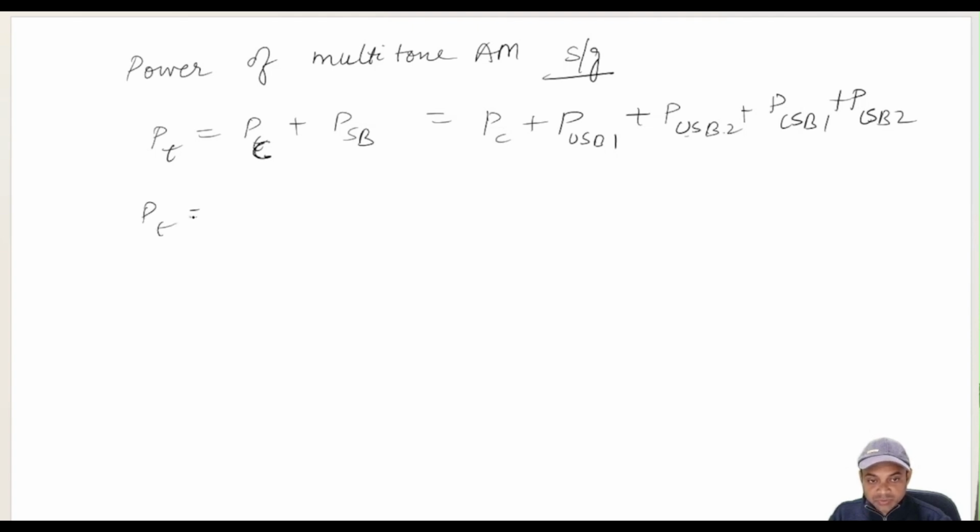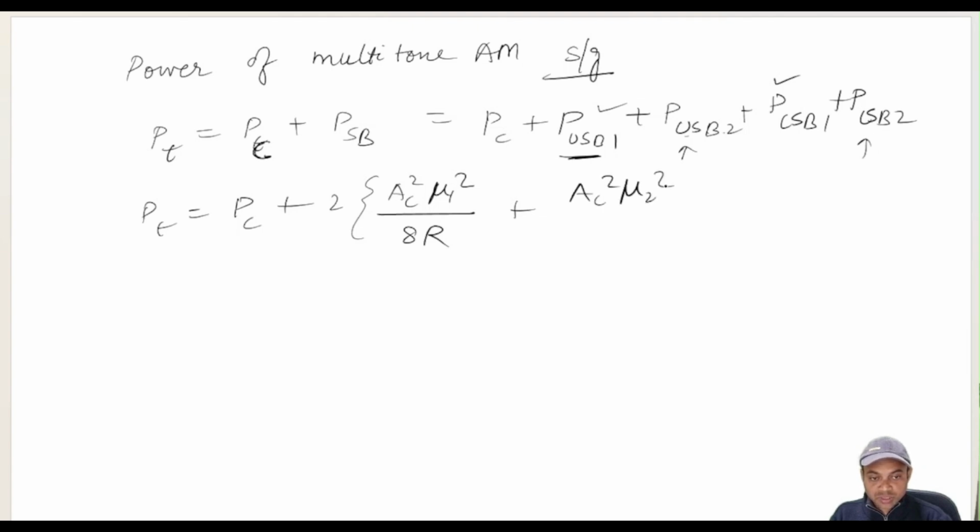Now what will PT be? The power is the same in both sidebands, so we can write 2 into Ac square mu1 square divided by 8R, plus Ac square mu2 square by 8R. I hope it is clear. In the previous class we have already derived all the expressions, so we need not derive them once more.